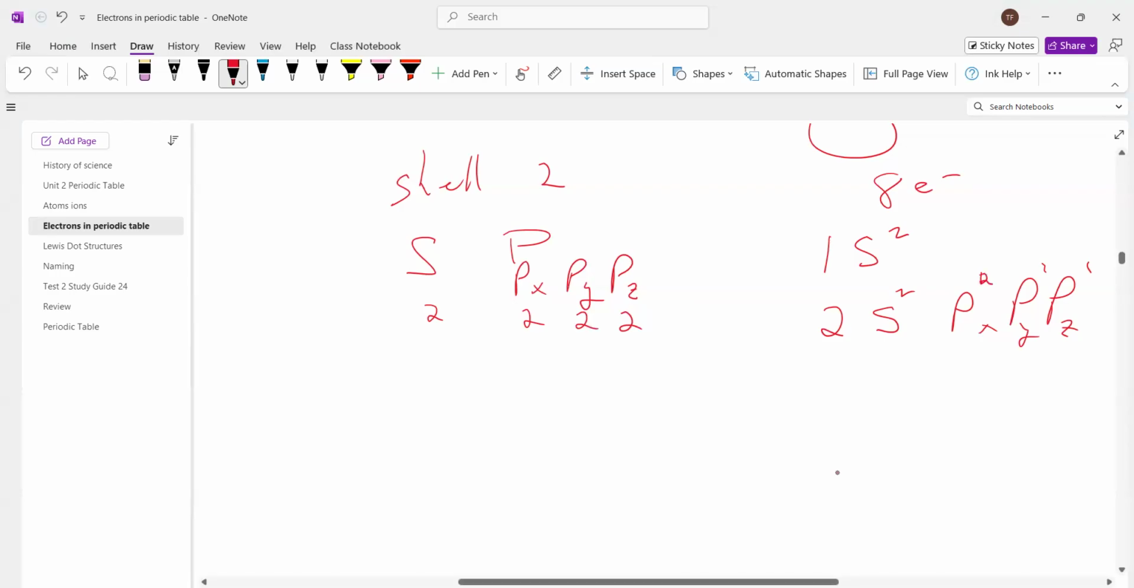So the electronic configuration for oxygen's electrons is 1s2, 2s2, and how many p electrons are there? 4. So that's the electronic configuration for oxygen. Now notice the superscripts 4, 2, 2 add up to 8. So we've accounted for all 8 electrons.